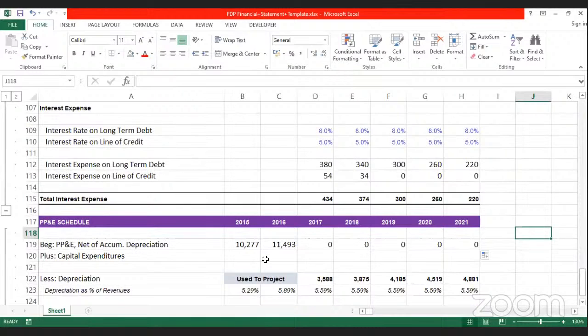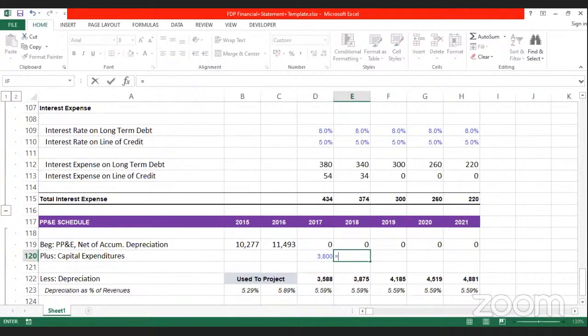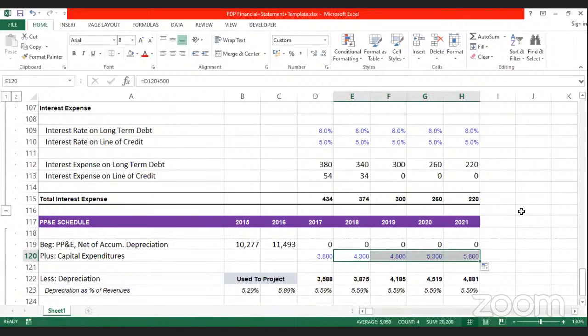Now here our assumption is, when we talk about capital expenditure, our assumption is capital expenditure will be same. Okay, it will be same for all the years, but every year it will increase by 500, taking an assumption that the capital expenditure will be 3,800, and every year it will increase from 3,800 plus 500, every year by 500 it is going to increase. So I will just drag this so that every year it is going to increase.